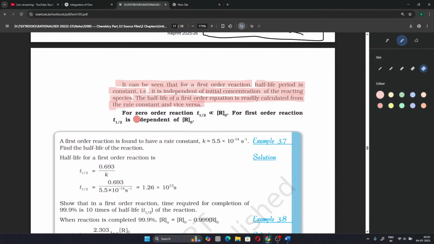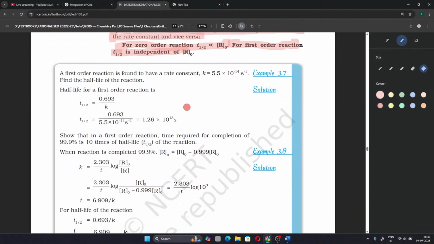For a zero order reaction, T half is directly proportional to R naught. For a first order reaction, T half is independent of R naught. A first order reaction is found to have K equals 5.5 into 10 power minus 4 per second. Find the half-life of the reaction. T half equals 0.693 by K, which is 0.693 by 5.5 into 10 power minus 4. So the half time taken is incredibly long, 1.26 into 10 power 13 seconds.